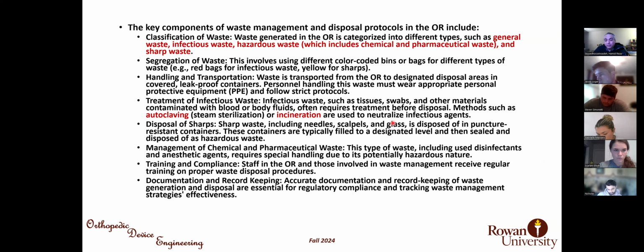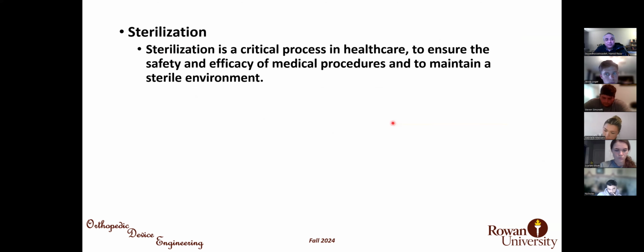They will be crushed or melted, and with melting, every bacteria and virus is destroyed, so it is safe. So as you see, there are some protocols for waste management, and the most important part, sterilization. Everything that is used in surgery, in the surgical field, must be sterilized. This sterilization may happen in the hospital or in the company that has produced that device.